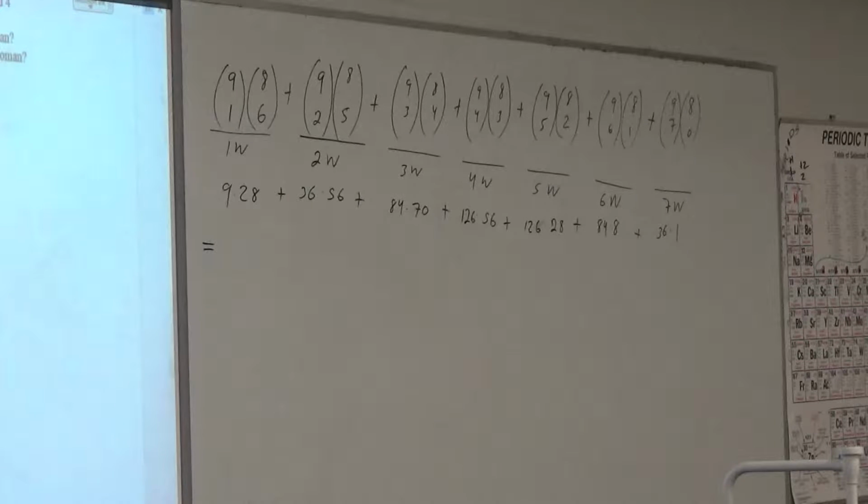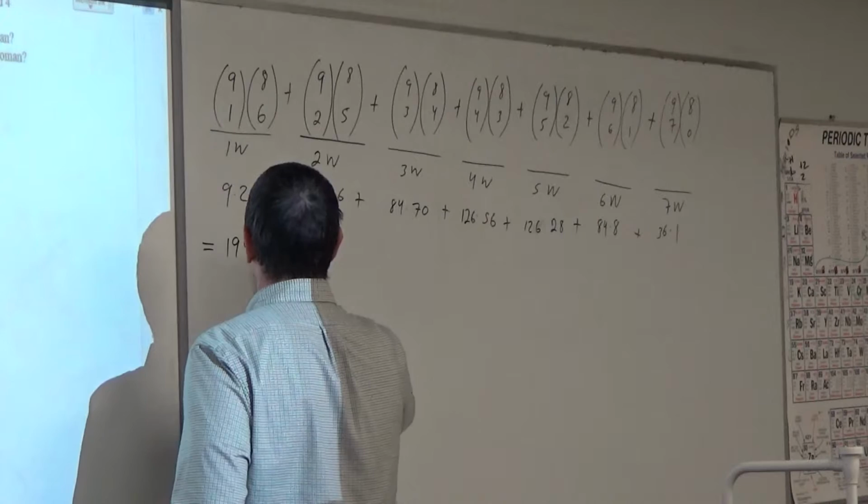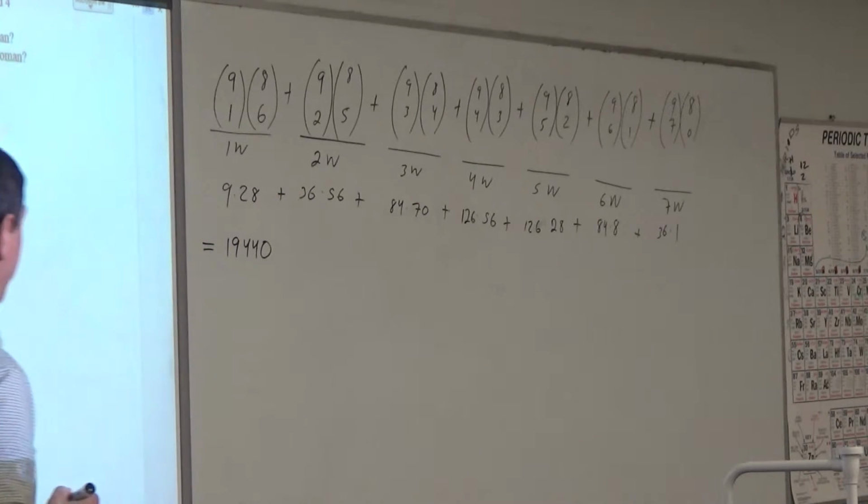If I find a calculator, I'd do it. Sorry. 19,440. 19,440. All right, thank you, Mr. Weber. Now, just to verify, not saying he's lying to us, but unless I typed it wrong.